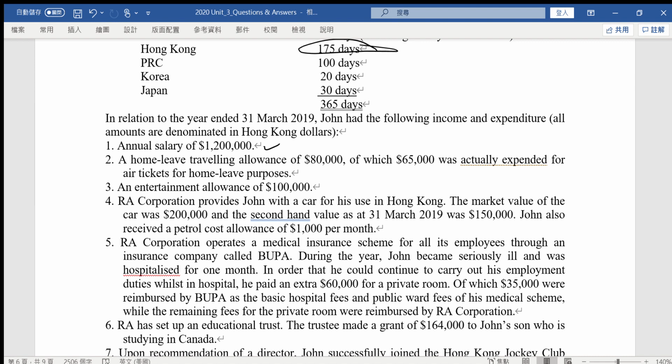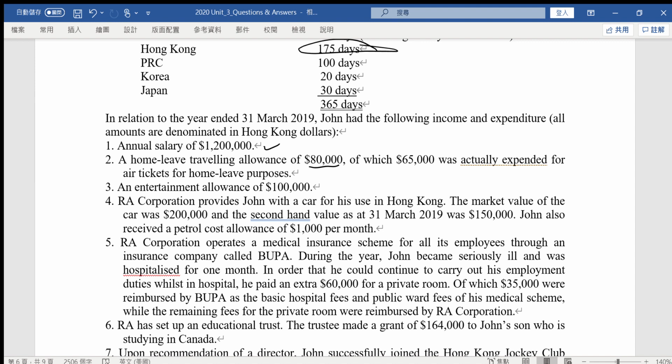Okay, and then he got a home leave traveling allowance of 80,000, of which 65,000 was actually expensed for the air ticket for his home leave purpose. But no matter how, as we all know, for the traveling allowance, expenses are fully taxable. That's why this amount will be taken into the calculations. And entertainment allowance of 100,000, oh, fully taxable cash allowance.